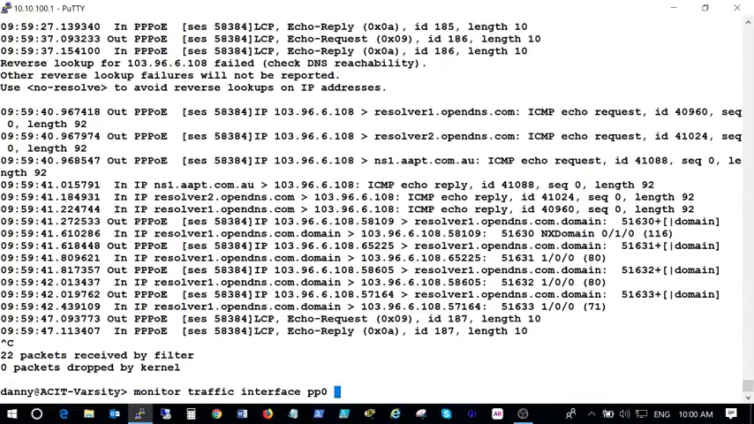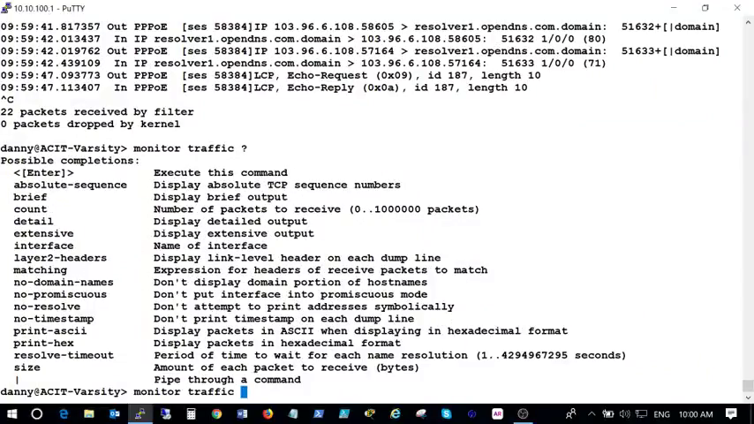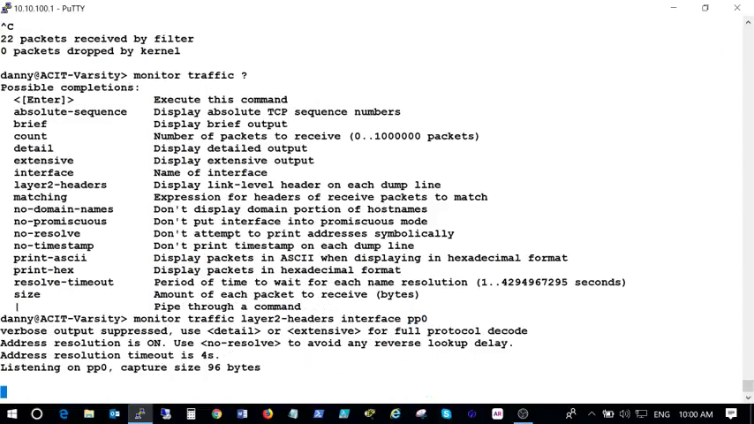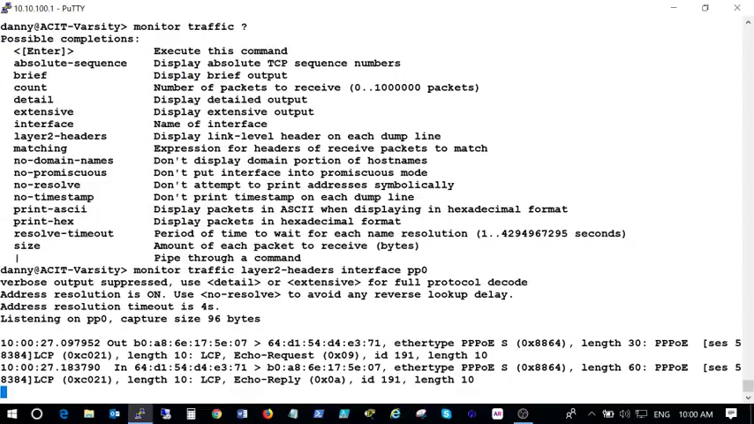Let's look at some other monitoring activities. So I'm going to monitor traffic, and let's go and take a look at some other options here. Let's just say I'm interested in the layer 2 headers of this traffic. So here we go. Let's do the layer 2 headers of my interface PP0. So now what I'm going to be able to see is MAC addresses.